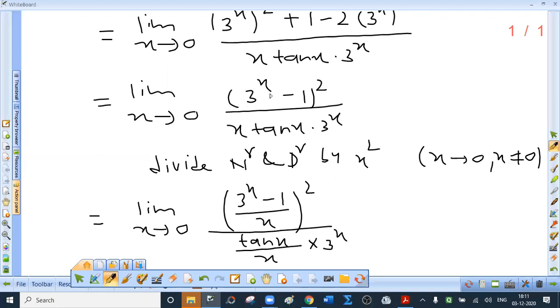Okay. This is the square of 3 raised to x minus 1. We divide numerator and denominator by x square. (3 raised to x minus 1) square upon x square is what? Square of (3 raised to x minus 1 upon x). Denominator: x tan x upon x square is simply tan x upon x into 3 raised to x as it is.